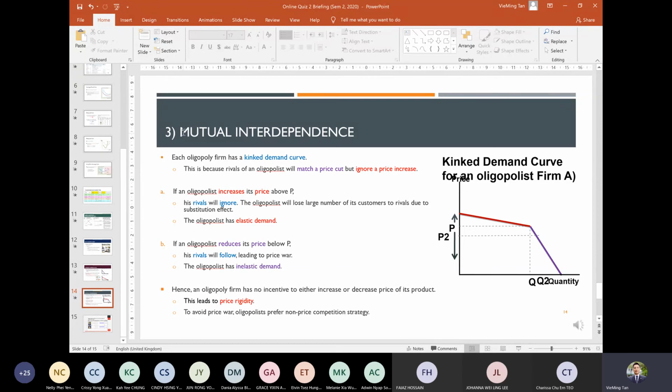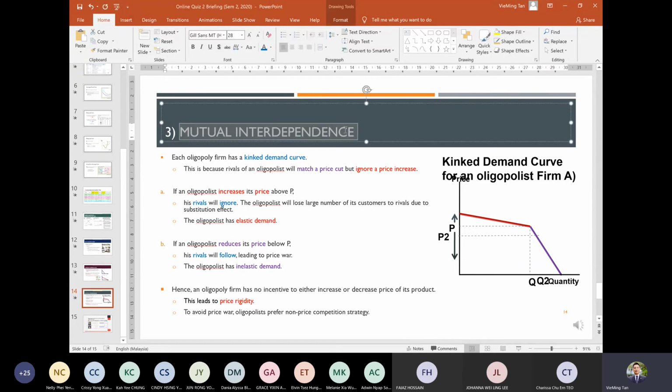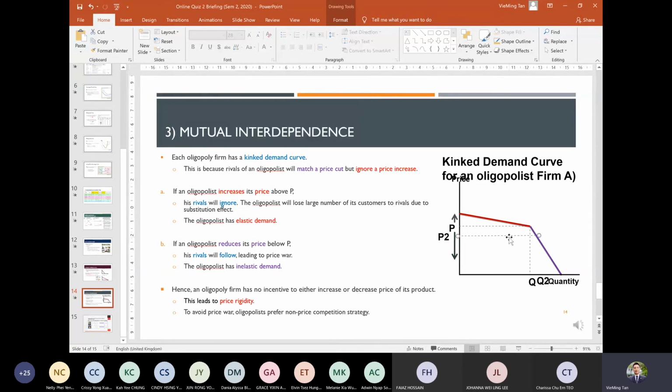Why? Because of mutual interdependence. When an individual firm of the oligopoly market increases the price, other firms in the same industry are not going to respond to the price increase. So this will make the demand curve for the individual firm elastic. However, when a firm reduces the price of the product below the market price, other competitors also follow. So this will make the demand curve inelastic below the market price.